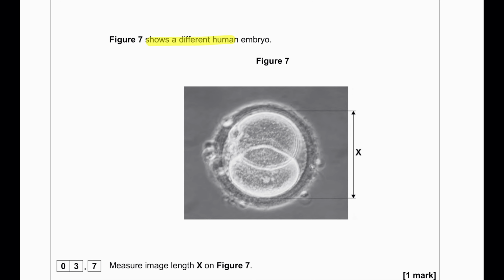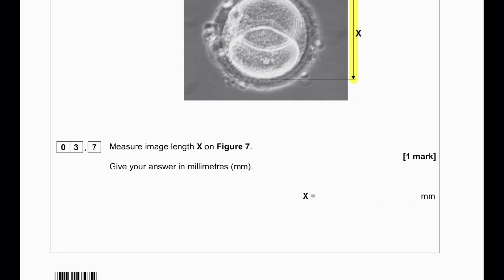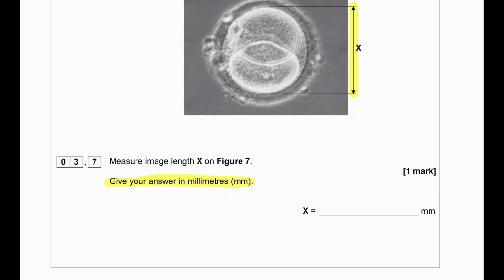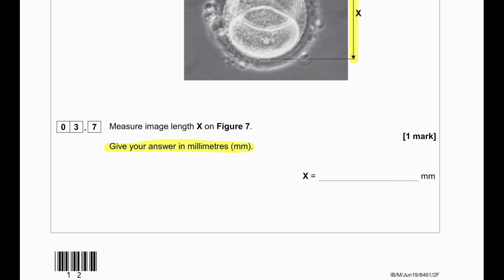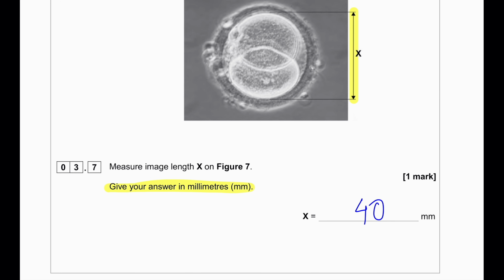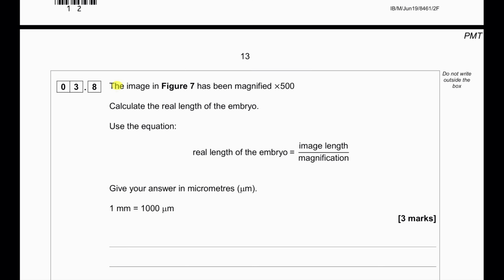Figure 7 shows a human embryo. The distance x we can measure. Now they say give your measurement in millimeters. Since we are doing this particular answer on a tablet, the mark scheme answer was 40, so it was 4 centimeters, which we then converted into millimeters. The image in Figure 7 has been magnified 500 times. Calculate the real length of the embryo.